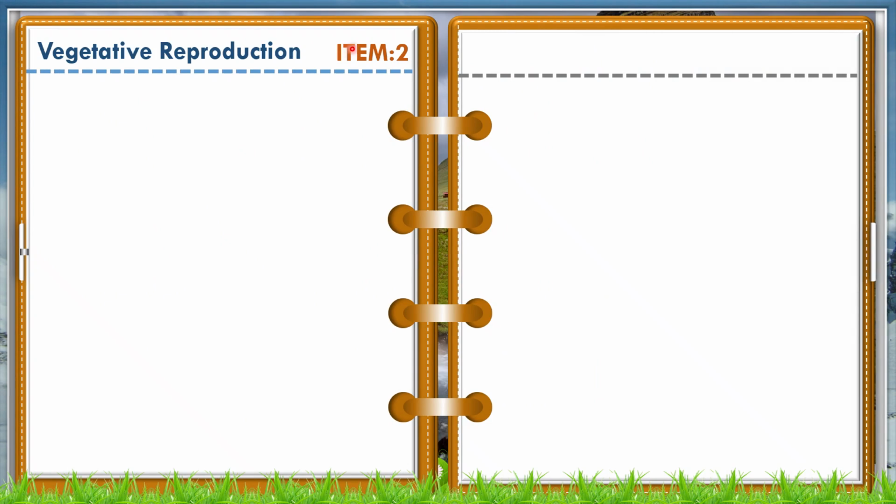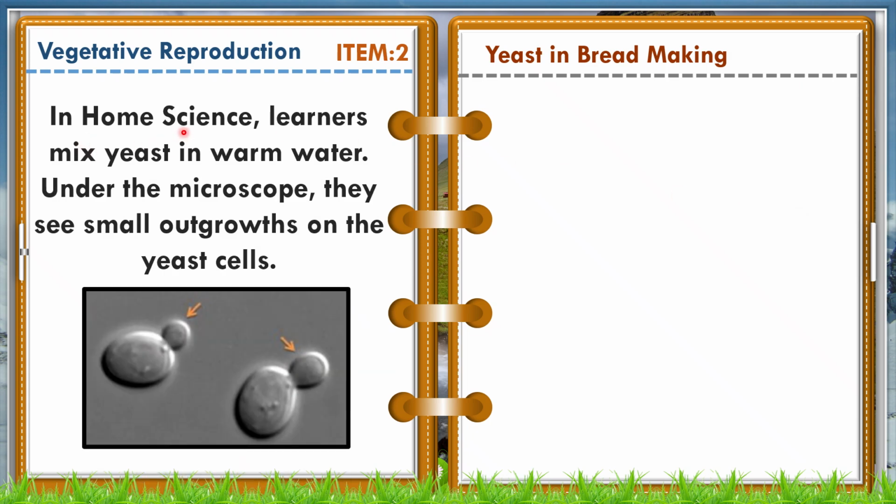Vegetative reproduction, item 2. We are now going to look at yeast in bread making. In home science, learners mix yeast in warm water. Under the microscope, they see small outgrowth on the yeast. What we are seeing right here is yeast with a small outgrowth.